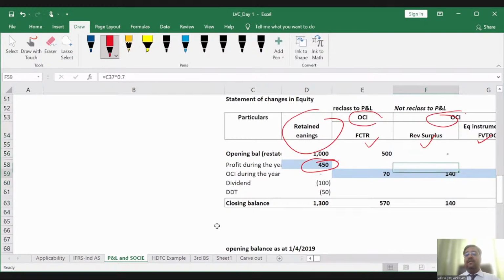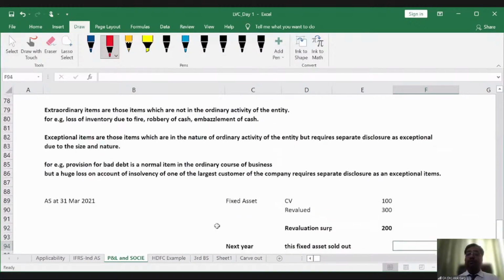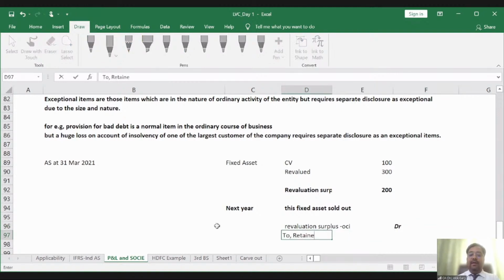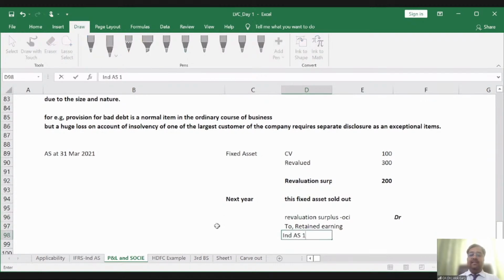As a revaluation surplus in the statement of changes in equity, net of deferred tax, right? So what we are required to do in the next year: this OCI will not subsequently reclassify to P&L. This OCI will directly go to retained earnings. What will be the accounting entry? Revaluation surplus, OCI account debit, to retained earnings. And who says this? Ind AS 16 says this.